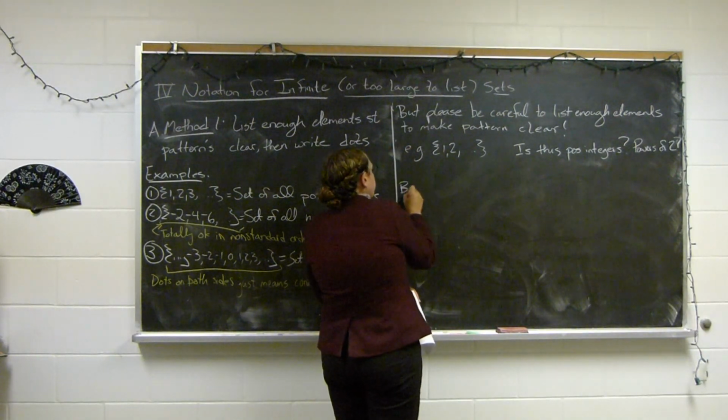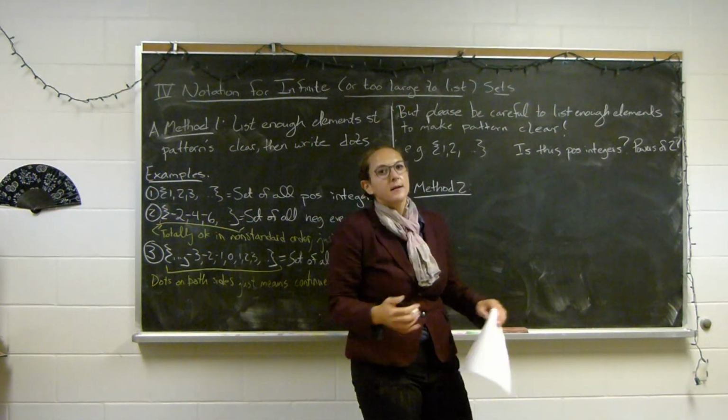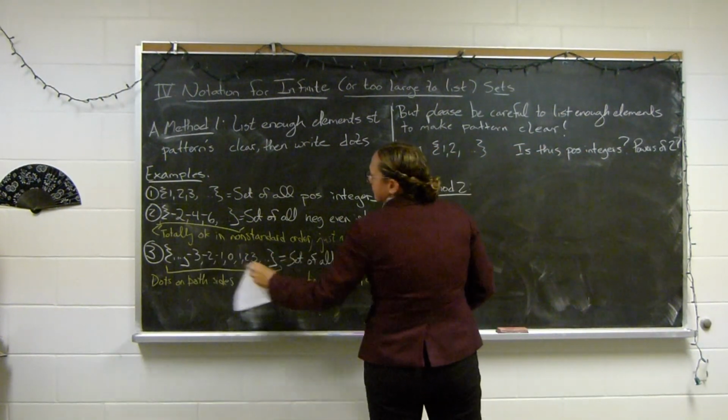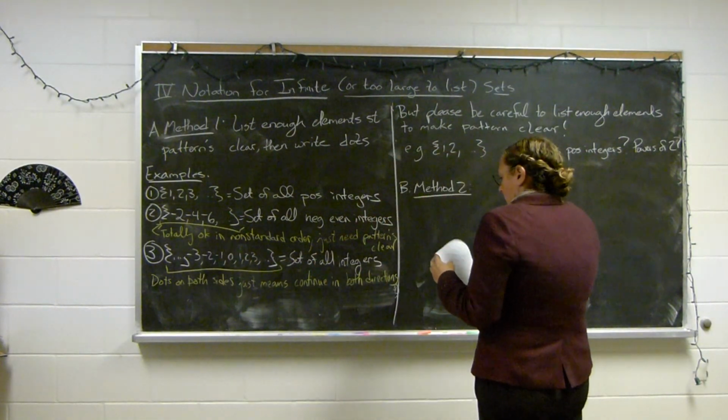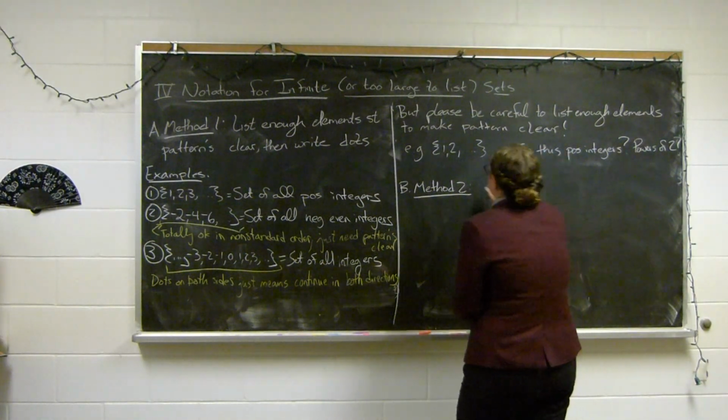Okay, so the next method that I'm going to introduce. That was the one where we list enough elements so that the pattern's clear, and then we put dots after that, or maybe before if it goes in both directions. So here we go. We're going to define a set using a rule.